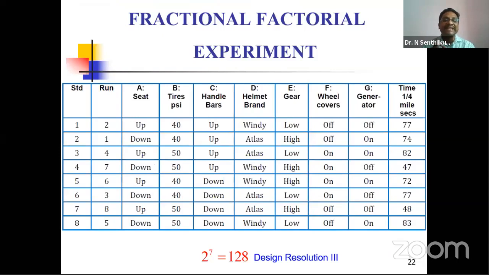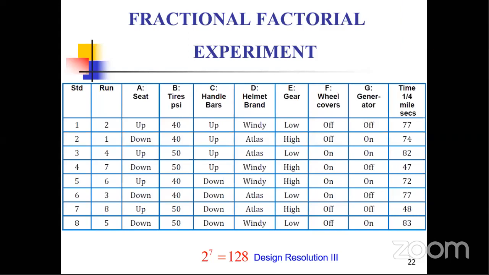So here is another example: A, B, C, D, E, F, G. So 7 inputs I am going to consider. Generally for a full factorial, 2 power 7 is equal to 128 experiments, but we are going to select only 8 experiments. That is design resolution 3. Only main effects I am going to consider and not any interaction effects.